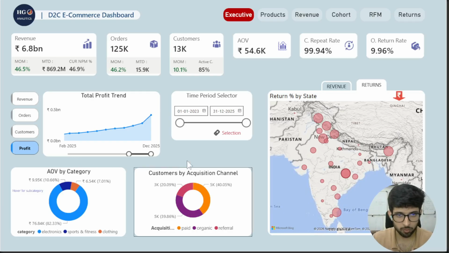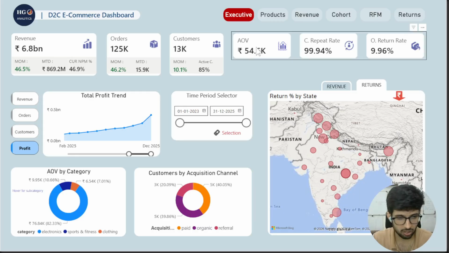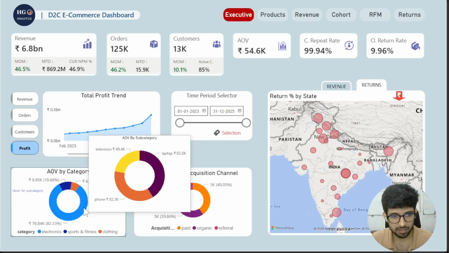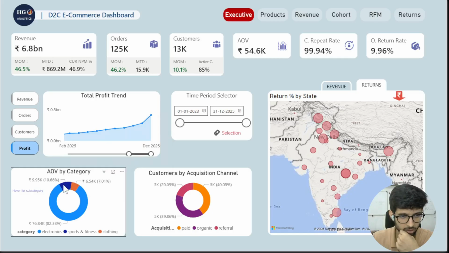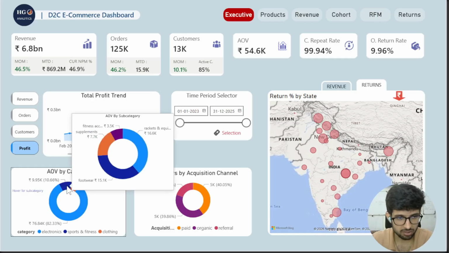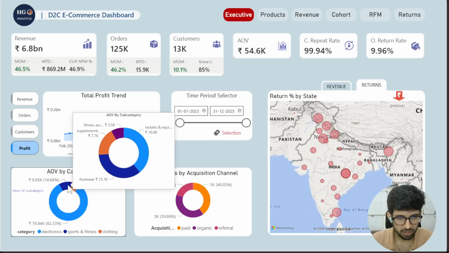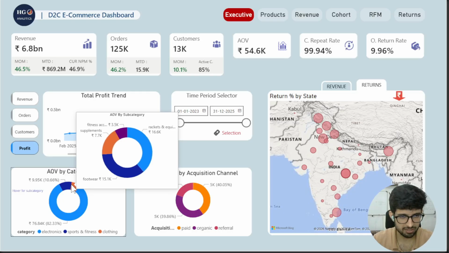And then you can see the AOV. What's driving this 54,000 AOV? You can see electronics is driving this 54,000 AOV. And if you want to dig deeper, I have written for subcategory. Dig deeper, you can see in the subcategory, laptop is driving 92,000, phone is driving 82,000. And same for sports and fitness, you can see footwear and rackets and equipments take the AOV mostly, and fitness accessories has so less AOV.